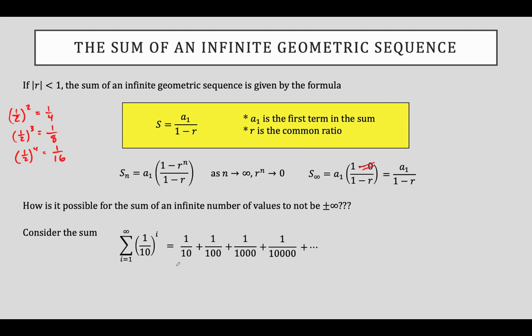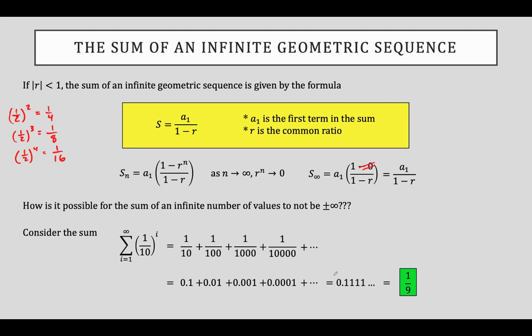Well, let's think about each one of these fractions. 1/10 is the same thing as 0.1. And 1/100th is the same thing as 0.01. And 1/1000th is the same as 0.001. And 1/10,000th is 0.0001. Plus every single other decimal. Well, if we added all those values together, we would get 0.111 repeating. And 0.111 repeating, well, that is actually equal to 1/9.